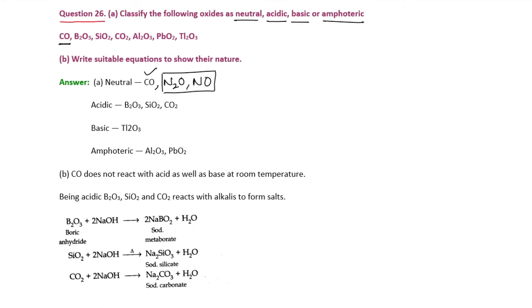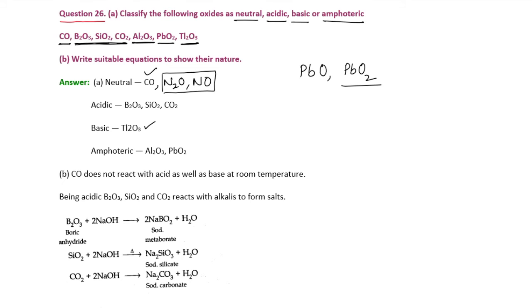Now non-metal oxides are acidic. So carbon, silicon and boron, they form acidic oxides, B2O3, SiO2 and CO2. What about Al2O3? Though it is a metal, Al2O3 is an amphoteric oxide. PbO2 as well. PbO is basic, but PbO2 is amphoteric. And Tl2O3 is a basic oxide.